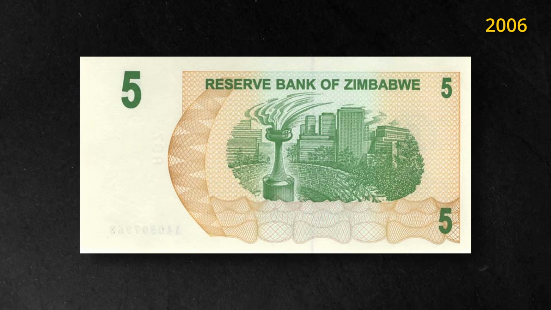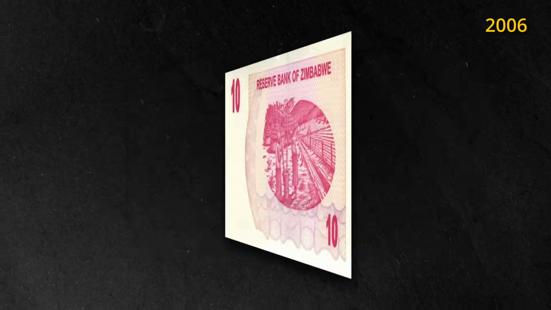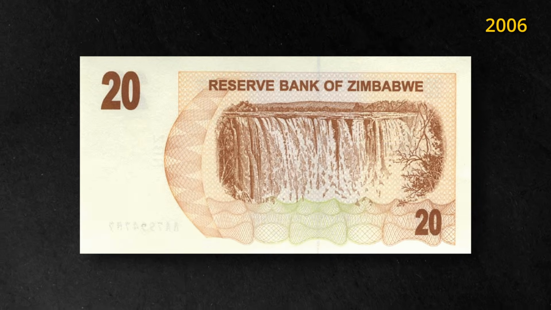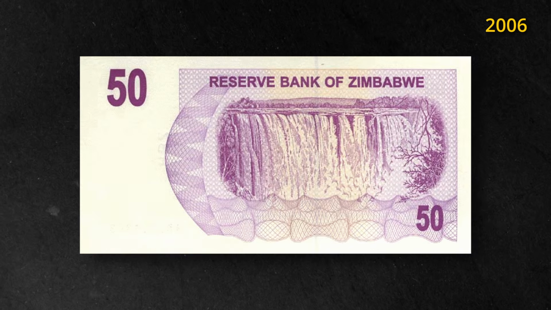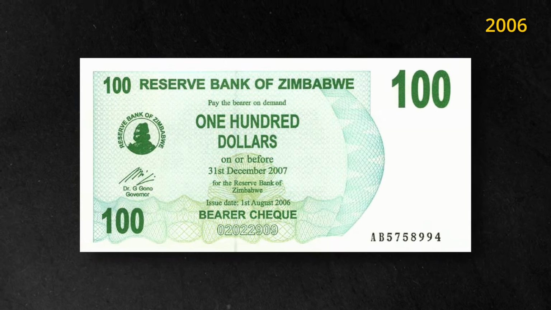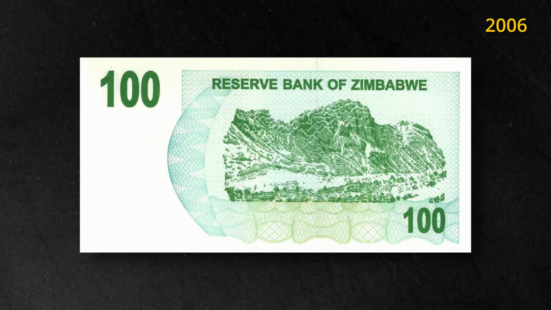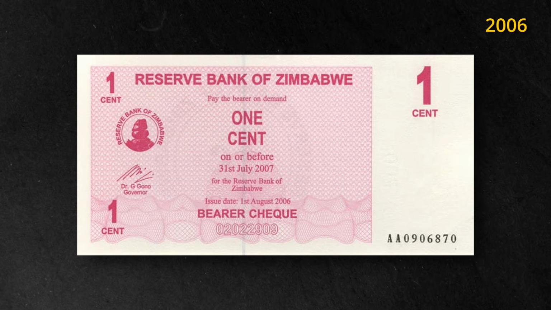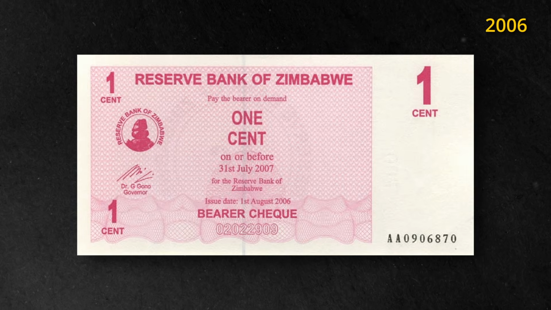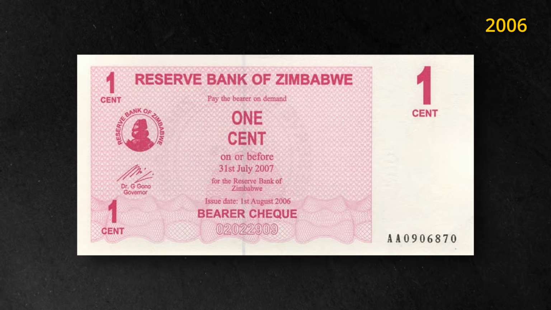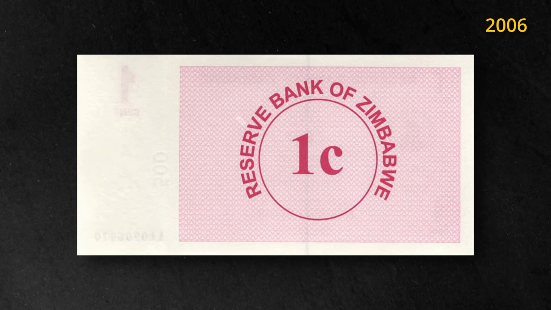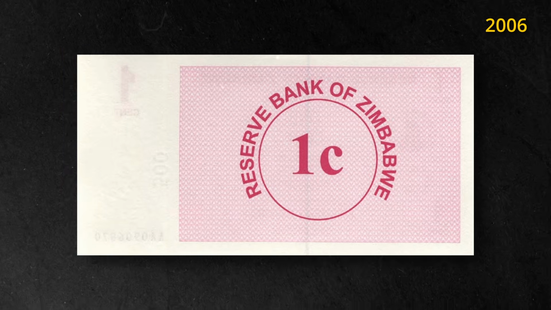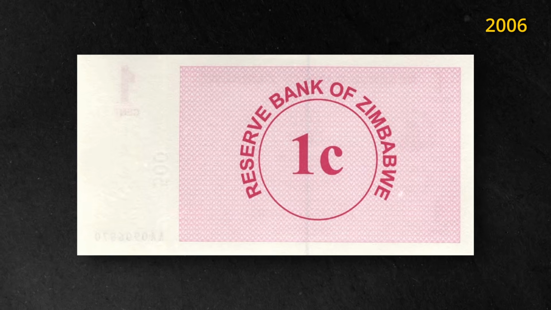The checks were signed by Dr. Gideon Gono and were set to expire on the 31st of July 2007, except for the $100 and $500 checks which were initially due to expire on the 31st of December 2007, but later extended to the 31st of July 2008. The 1 cent note was red in color with the Reserve Bank of Zimbabwe seal and the denomination. And on the reverse side was the value within a ring. The design was similar across all notes. All these notes were withdrawn on the 31st of July 2007.